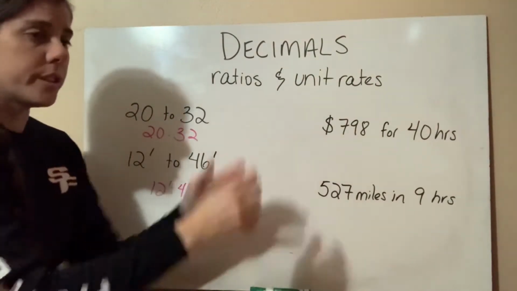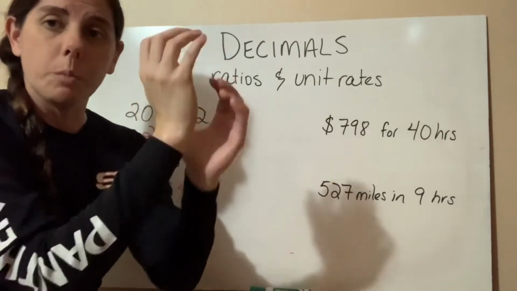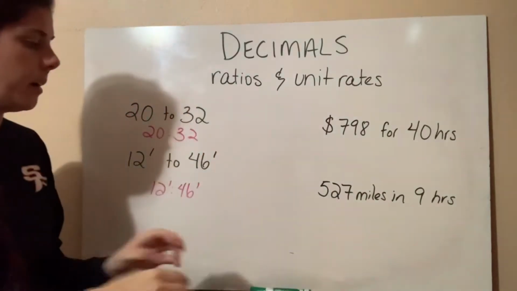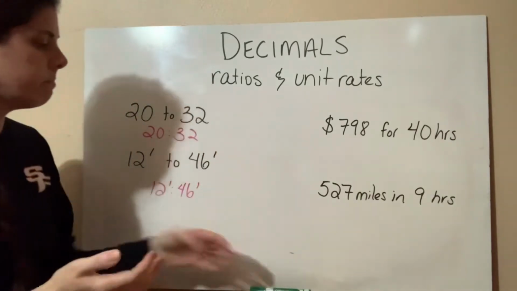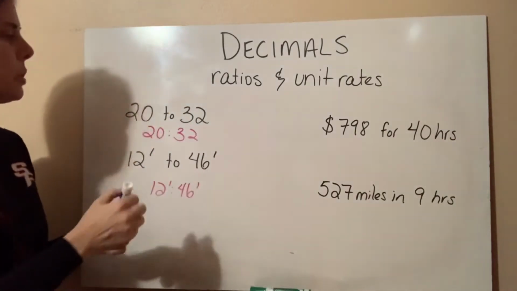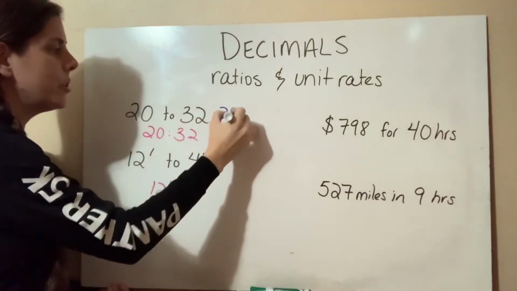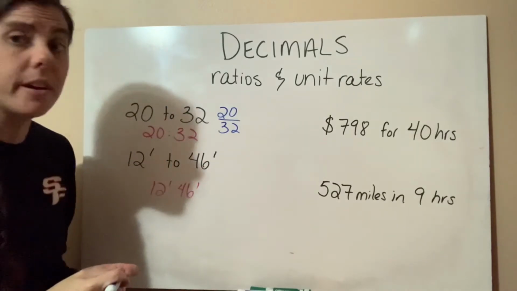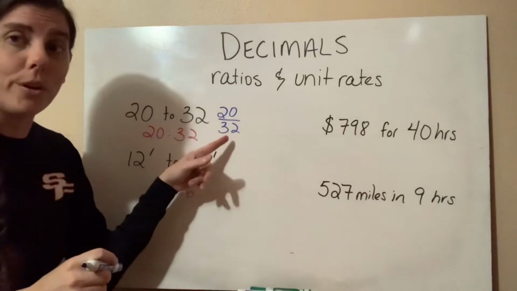So a ratio is just comparing a quantity with another quantity. So maybe a smaller group in comparison to a bigger group, something like that. Or one unit measurement compared to another unit measurement. But if we want to take these ratios and turn them into fractions, your first number just becomes your numerator and your second number becomes your denominator. Very simple. So 20 to 32 is the same thing as saying 20 over 32.